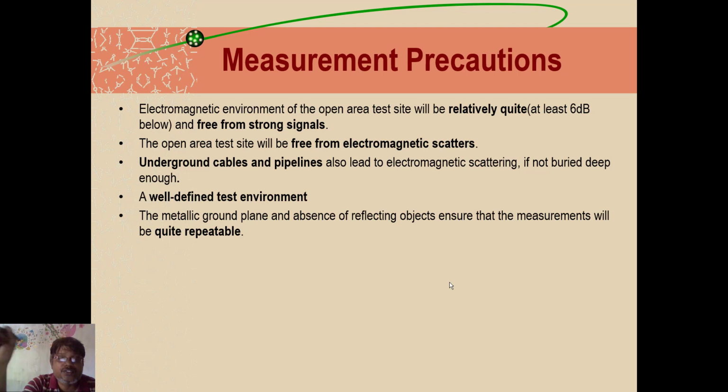An open area test environment is a well-defined environment, and it can be repeatable. That's very important. The metallic ground plane and absorption of reflecting objects ensure that the measurement will be quite repeatable. Okay, so that's about measurement precautions.